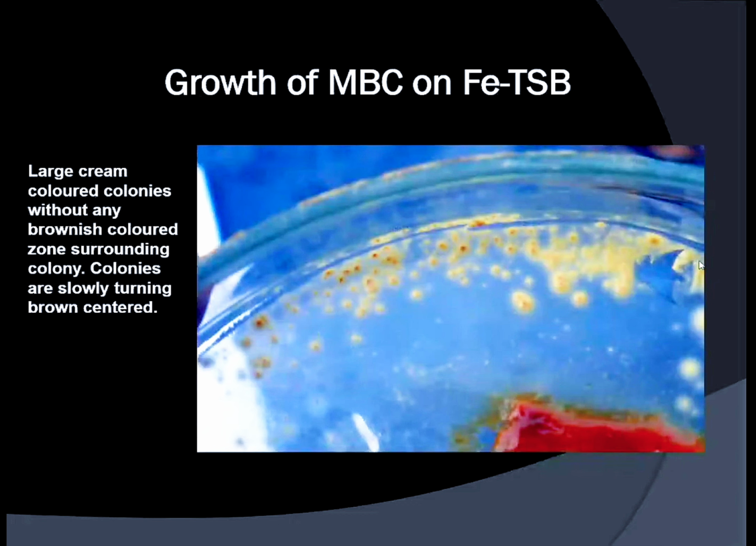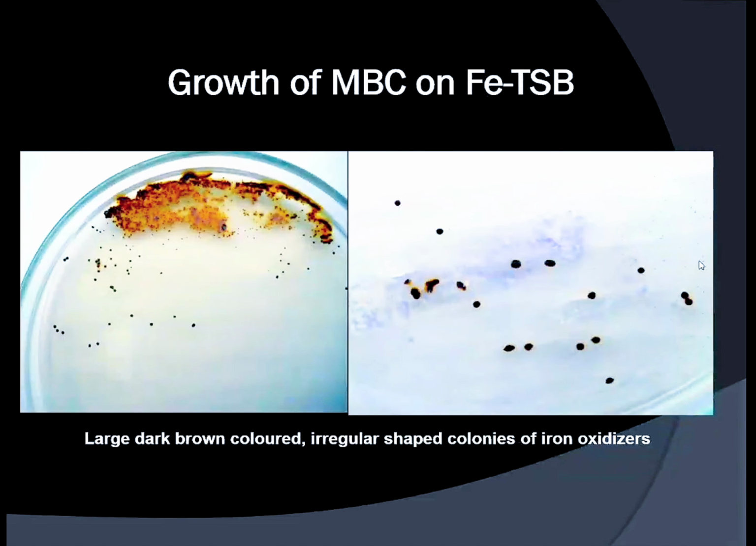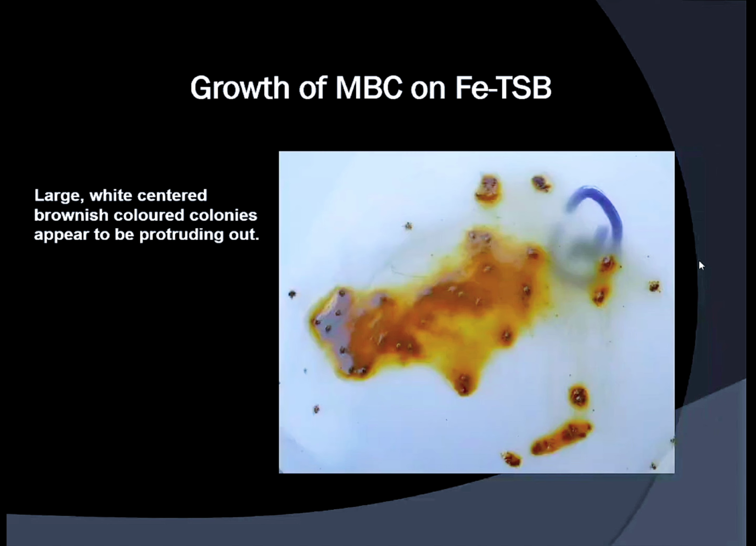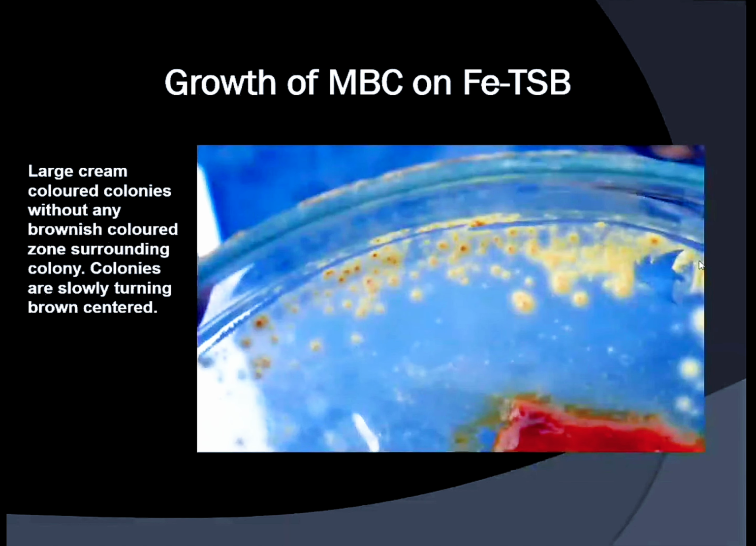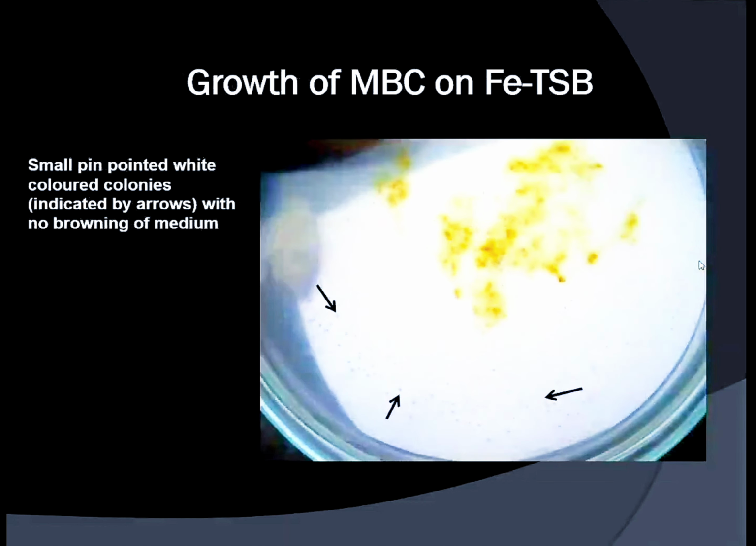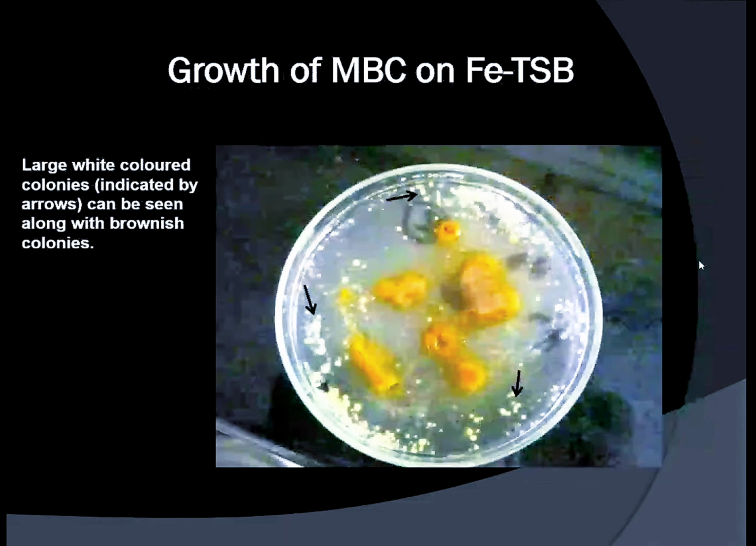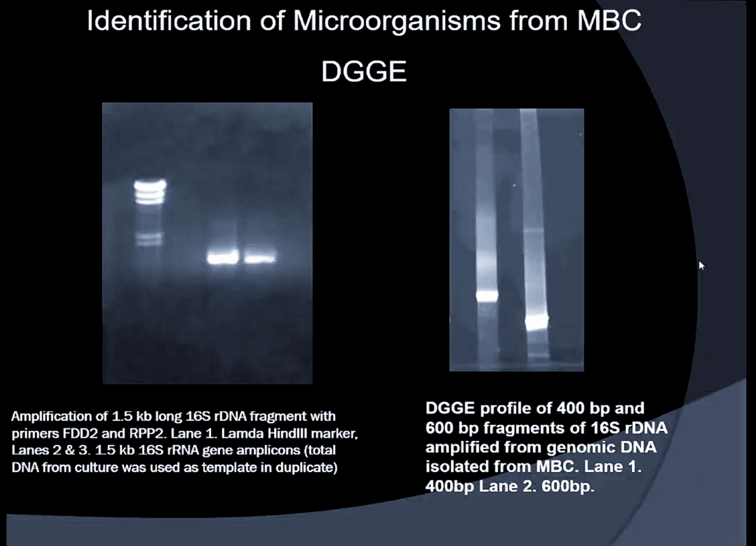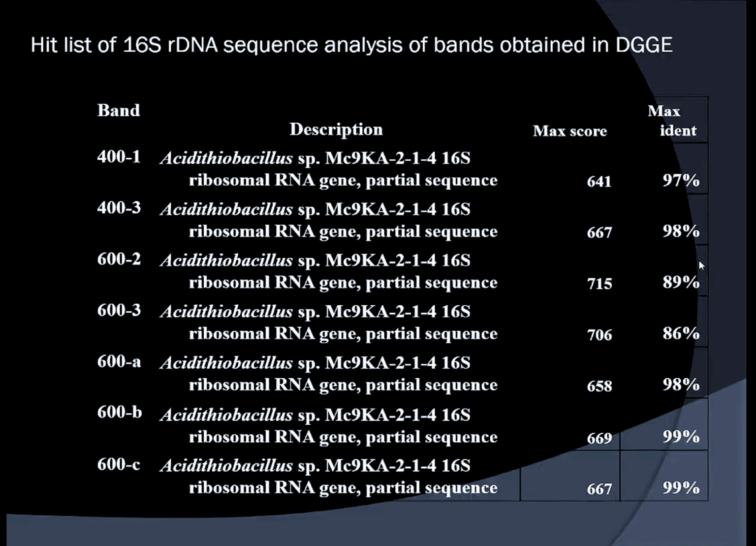So you can see the different types. These are the completely iron bacterium. These are the heterotrophic iron oxidizing bacterium. These are the acidophilic heterotrophs. These are the microorganisms which are playing an important role in the bioremediation process of this e-waste. To identify them, we have gone with DGGE, denaturing gradient gel electrophoresis, wherein we came to know that Acidithiobacillus is the dominating organism.